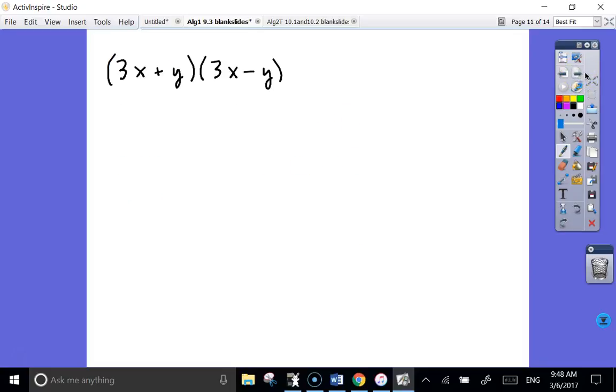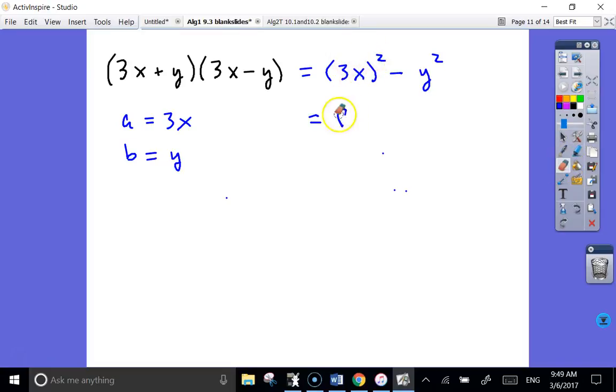Okay, one more. So help me do this one. What is it that's going to be the A in this problem? A is the 3X. B is the Y. So by the formula, what should this be? 3X in parentheses squared minus Y squared. It's one squared minus the other squared. Okay, now simplify. Yeah, remember to distribute. 9X, that was terrible. So this is 9X squared minus Y squared.